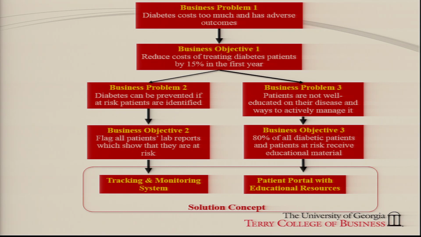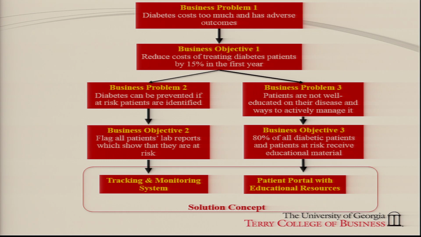So if we look at the left-hand side of this, one potential response might be that we know who has diabetes, but we fail to identify people at risk. And if we were able to identify people at risk, we could prevent some cases of diabetes from developing, or we can delay the onset of diabetes. So then the question is, how do we do this? That leads us to business problem 2. Diabetes can be prevented if at-risk patients are identified. This leads us to how do we do this?